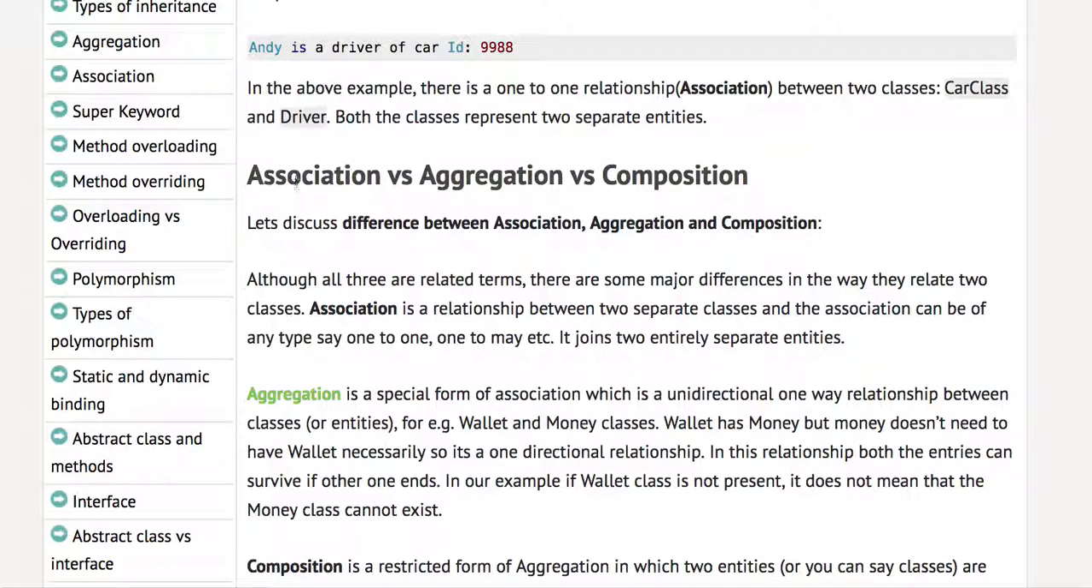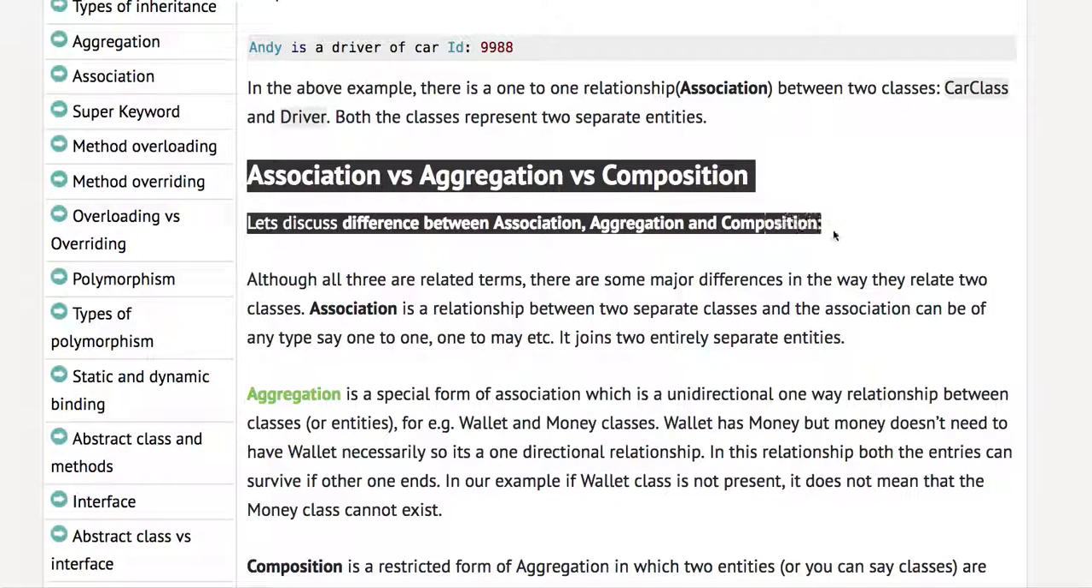So that is association, aggregation, and composition. Hopefully we won't need to know this.